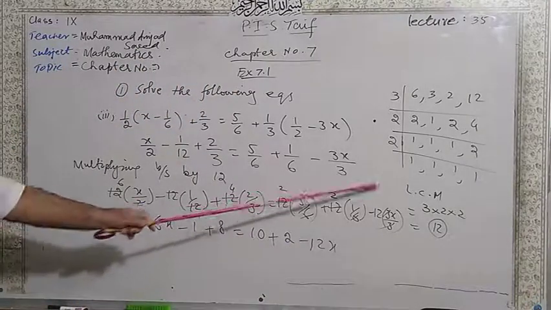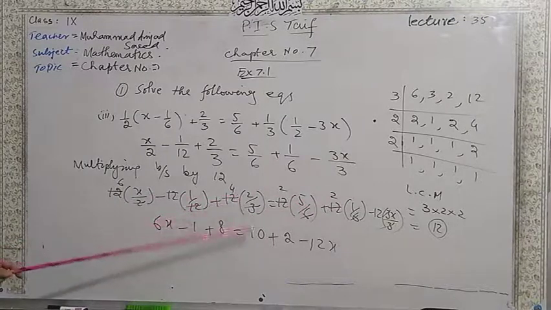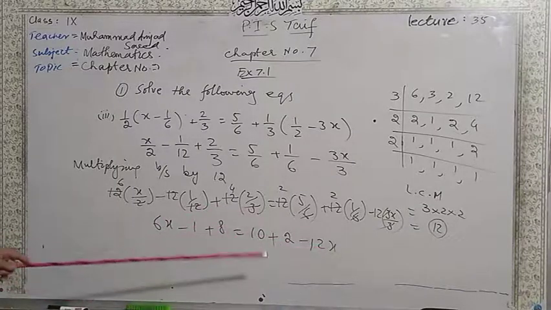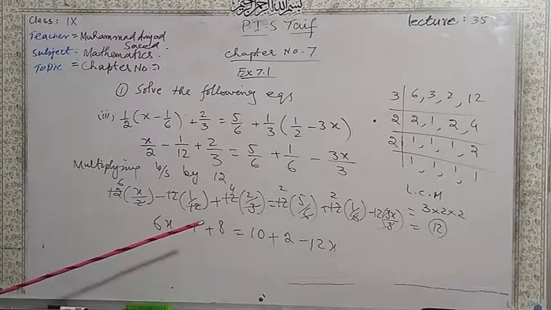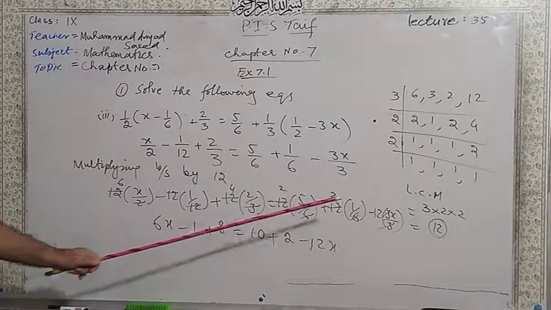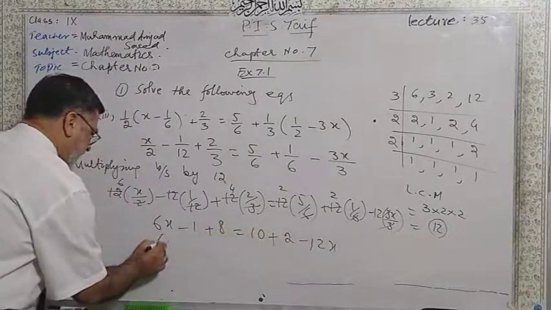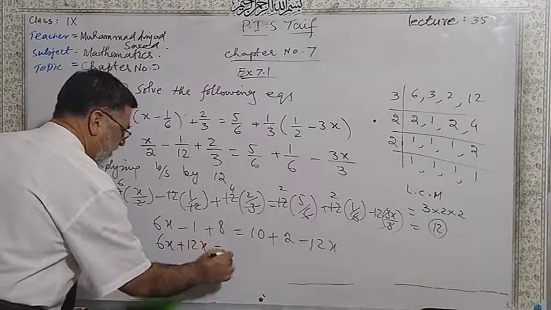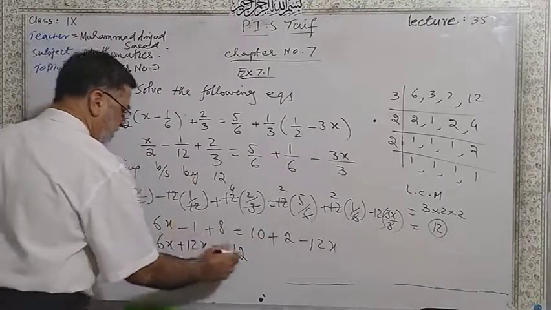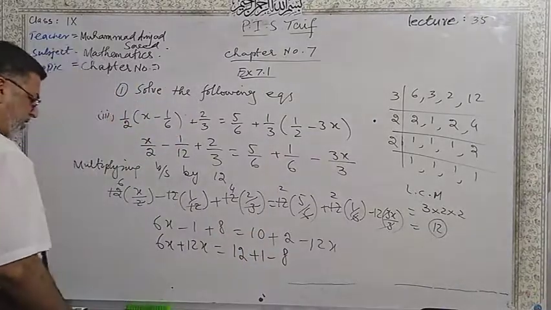So after multiplying by LCM, we have cancelled the fractions, simplified, and we got this equation in a straight line without any fraction. Here is 6x minus 1 plus 8 is equal to 10 plus 2 minus 12x. Bring this 12x to the left hand side. 6x plus 12x is equal to 10 plus 2 is 12. Here is plus 1. 8 is shifted to the other side, it will be minus 8.